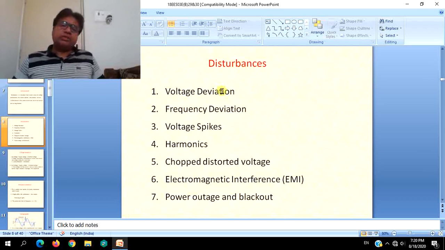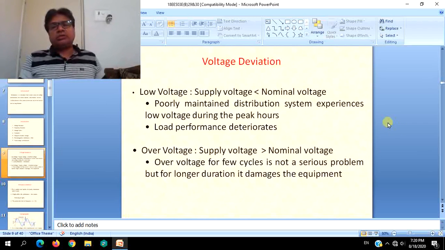Those disturbances are listed as 7. Most of them may also be called as 6. Most of the classification engineers will tell them as 6 disturbances: voltage and frequency deviations, voltage spikes, harmonics, sharp or distorted voltage, electromagnetic interference, power outage and power blackout. So these are the main disturbances which may occur. One by one we have seen all those things.